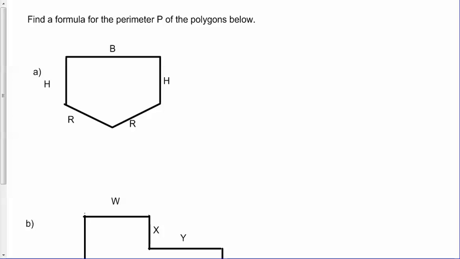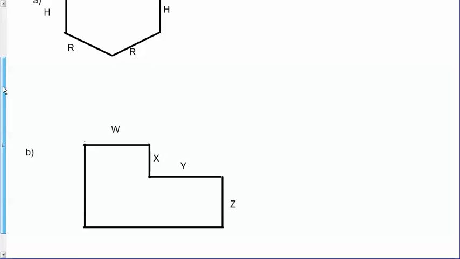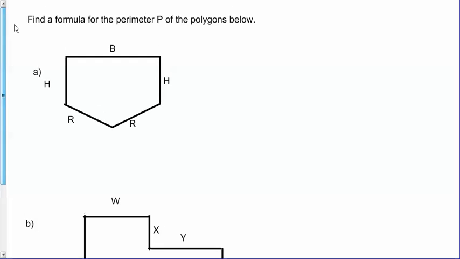Find a formula for the perimeter P of the polygons below. And so we can see one polygon, all of it right there, and then there's another one that's right down here. So let's take a look at how we could come up with a formula for these perimeters.